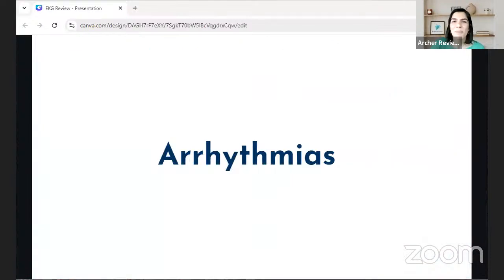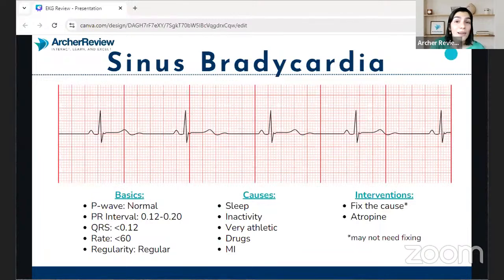Okay, so let's jump into our arrhythmias. Again, I just gave you the basic ones. I didn't want to get too deep and overwhelm you guys. So these are going to be the basic arrhythmias that you really need to know for both your boards and your clinical practice, and a good starting launching point for you as you start to get more and more comfortable with EKGs. So sinus bradycardia.